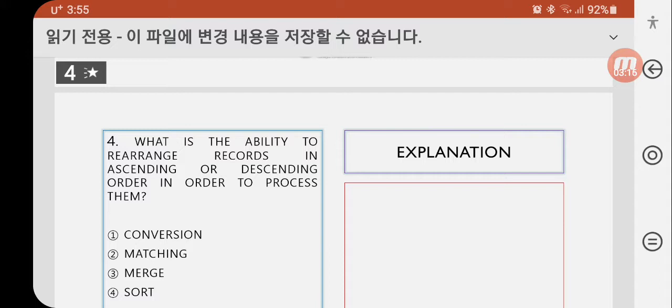What is it called when records are arranged in ascending or descending order to the order in which they are to be processed? Example 1, conversion. 2, matching. 3, merging. 4, sort. The correct answer is number 4, sorting.